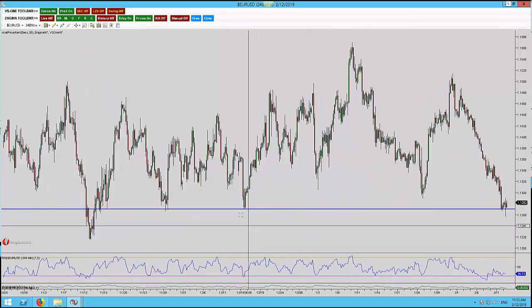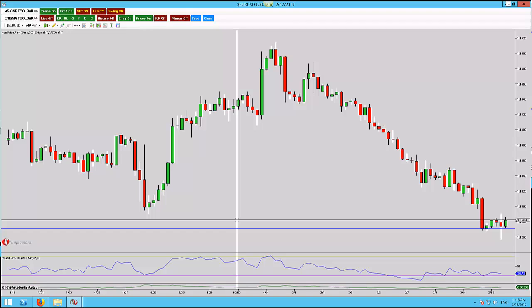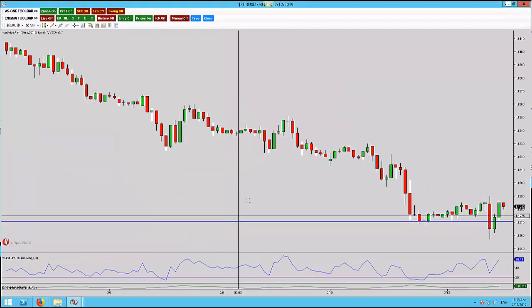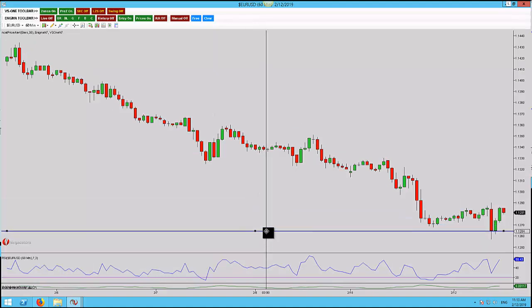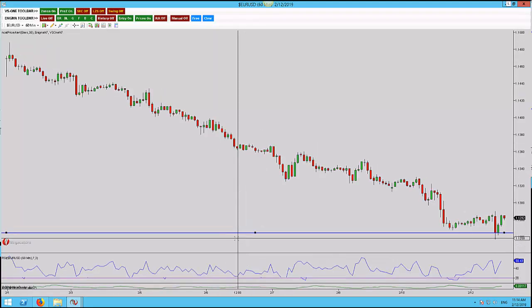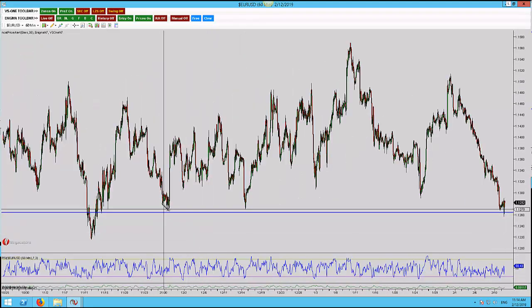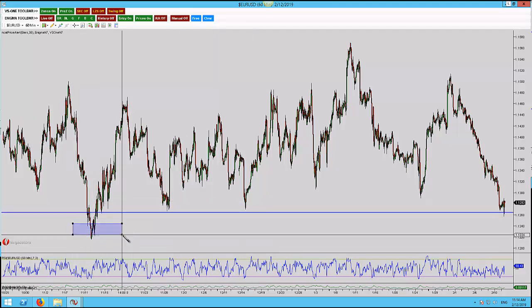Here on the 240 we have also held those structure levels, and if we just go down to the 60 we do have a break below, close below. So I am going to move that structure level down to there, and if we look now, we have clearly now violated this level and this level, so I'm expecting price to come to this level.